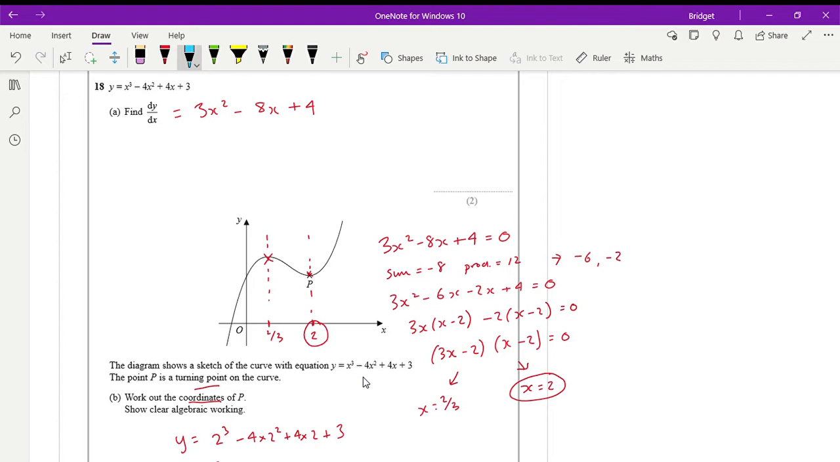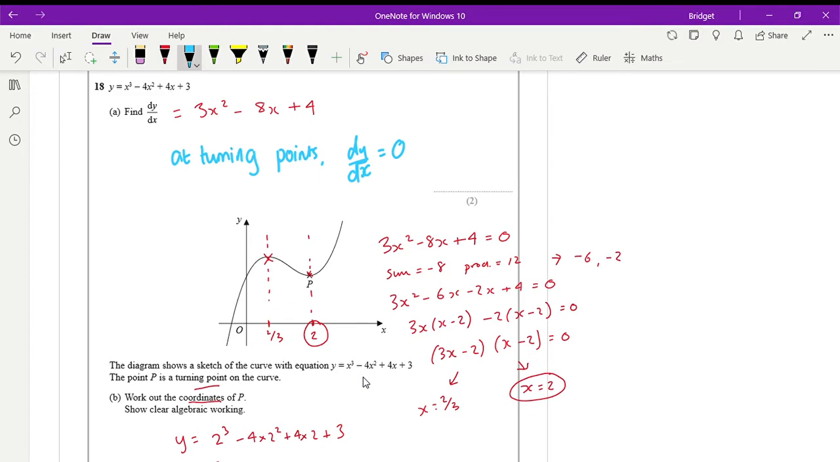Then for part B, we need to use the fact that at the turning points, the gradient is 0. Okay, so dy by dx, which is the gradient function, equals 0. So on the graph, there are actually 2 turning points. We're only interested in one, but we're going to end up finding both. So you've got that one and that one.